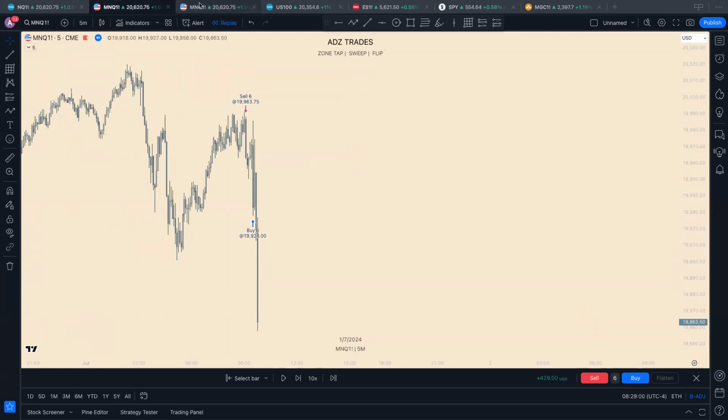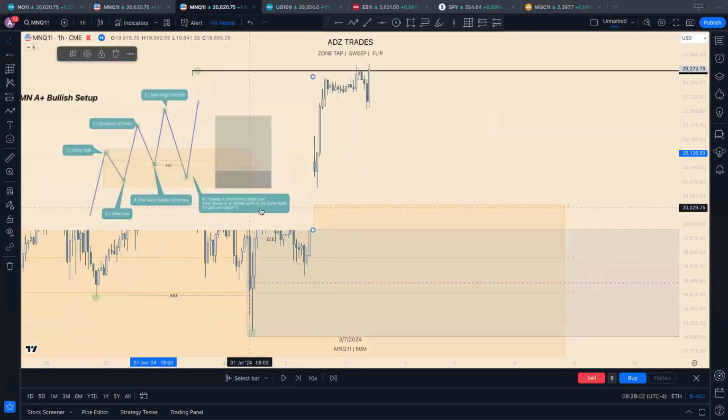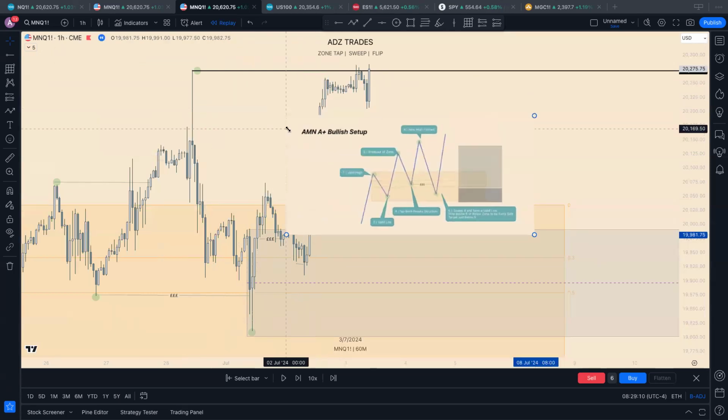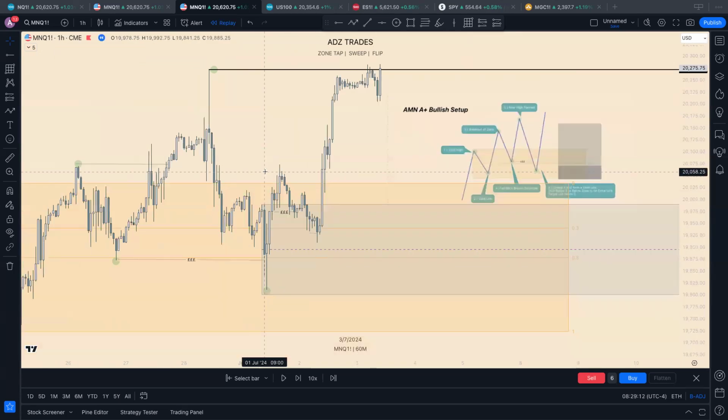Well, the confirmation in this example was just our valid low being formed. If you don't know exactly what a valid low is, it's going to take quite a bit to explain, but you can just watch the free video course and you'll understand it that way. So that is the two setups.